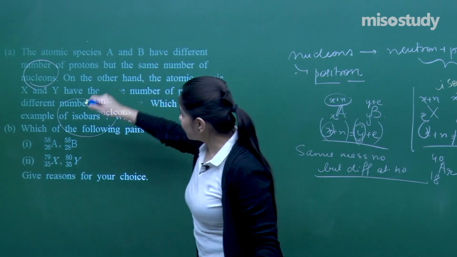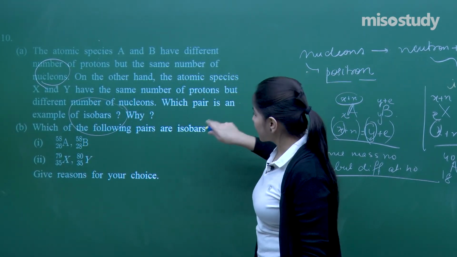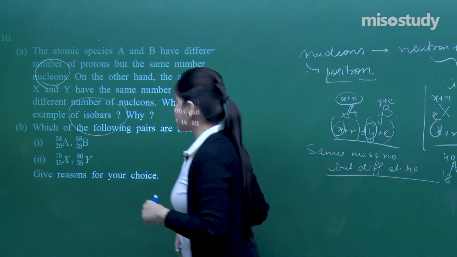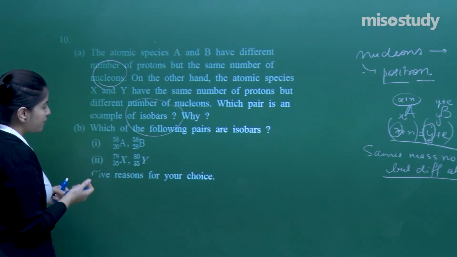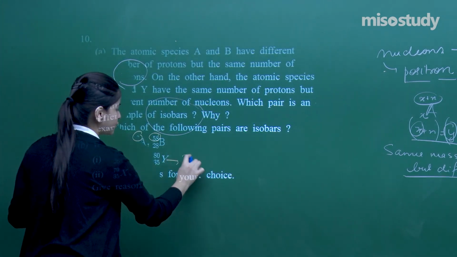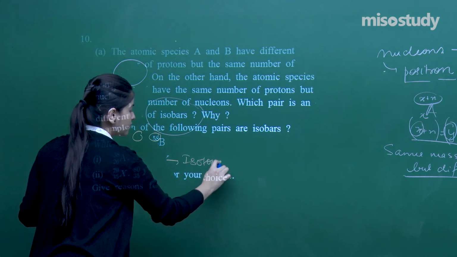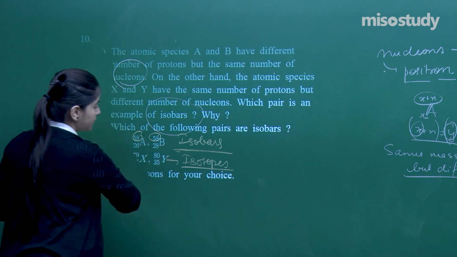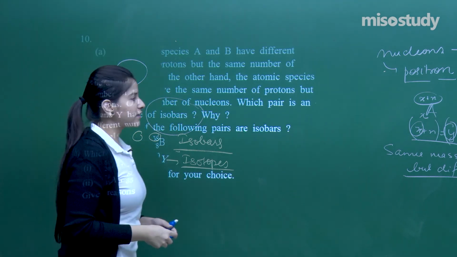Next part. Which of the following pairs are isobars? Again a similar kind but an applicative part of it. Isobars have the same mass number, and this is the example right here. These are isotopes. Cool? And these are isobars. So you need to give reasons for that as well.